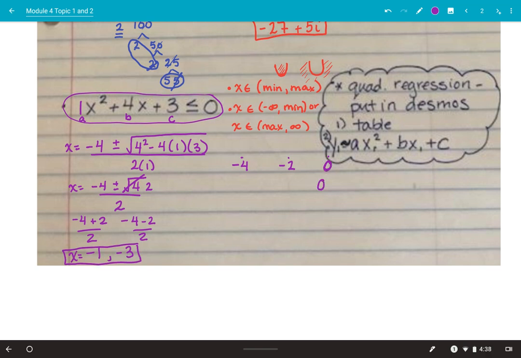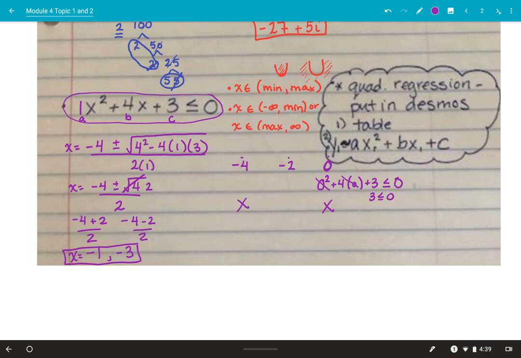So I'm going to go 0 squared plus 4 times 0 plus 3. Is that less than or equal to 0? These cross off. So is 3 less than or equal to 0? Nope. This one's not going to work. This one's not going to work.